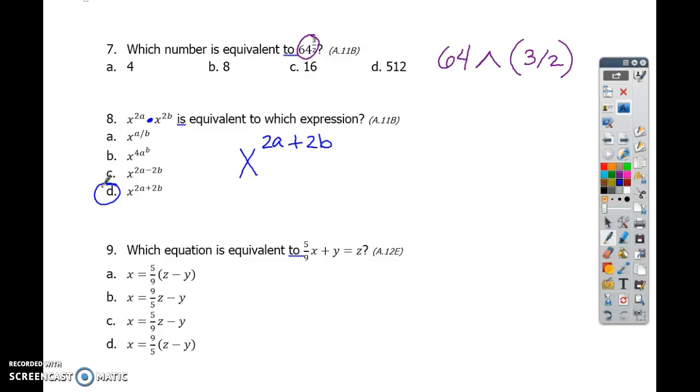And then problem number 9 is a literal equation. And all of your answers are in x's. If you look, A is x equals, B is x equals, C is x equals, D is x equals. So we are going to solve for x. Okay, so we can draw our line. What's happening to x? It's multiplying by 5/9.